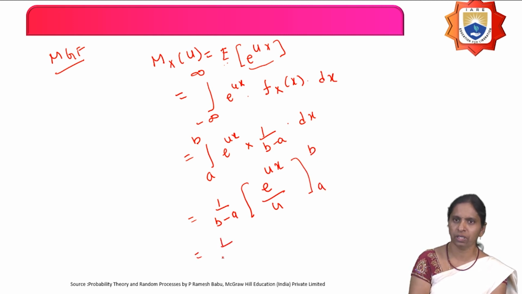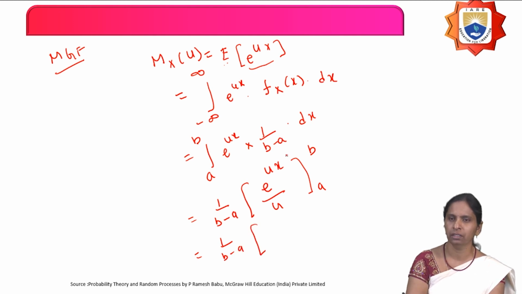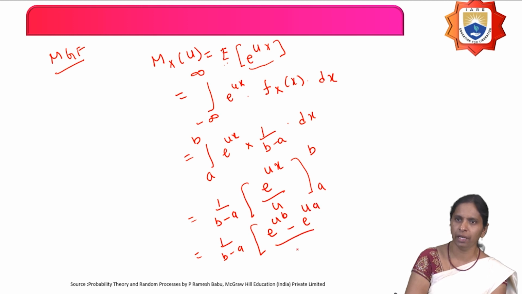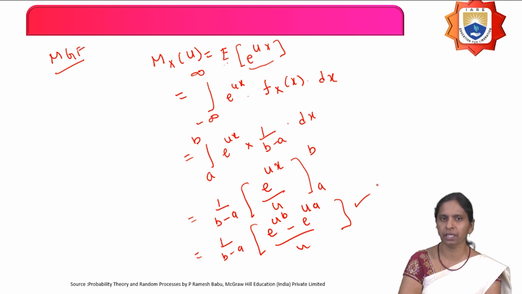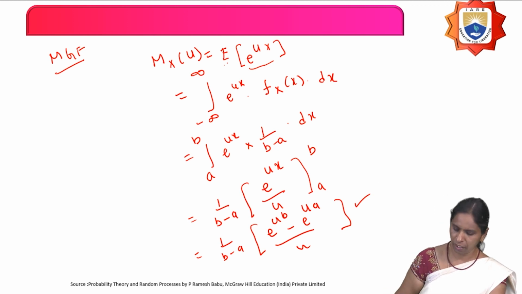Then substitute the upper and lower limits in place of x, because the integration is with respect to x. That's why in place of x you have to substitute the upper and lower limits. Then you can obtain e power u into b, minus e power u into a, by u. So therefore this is the moment generating function of the given uniform random variable, and the characteristic function of that random variable.